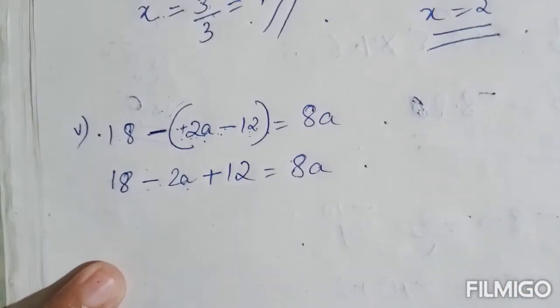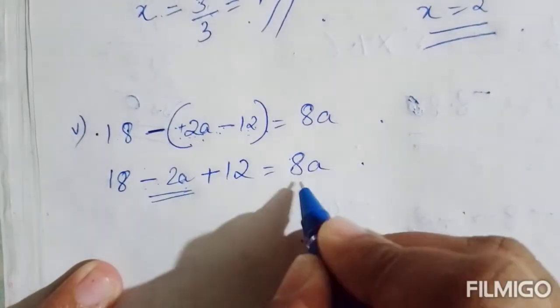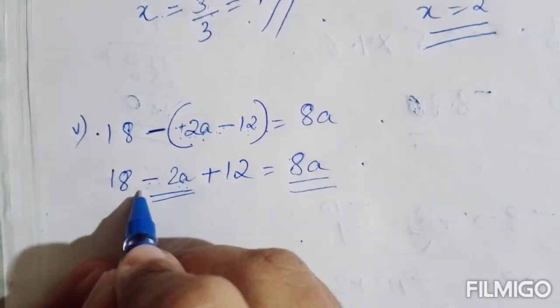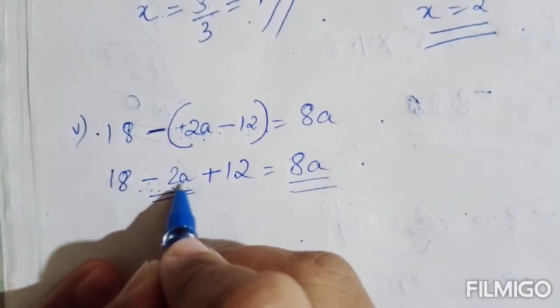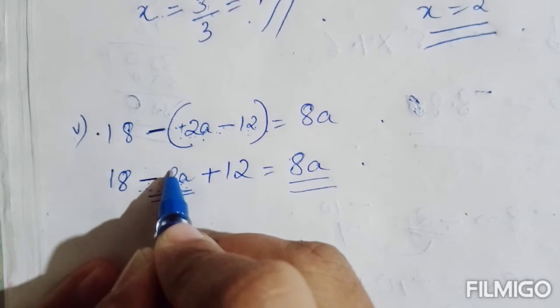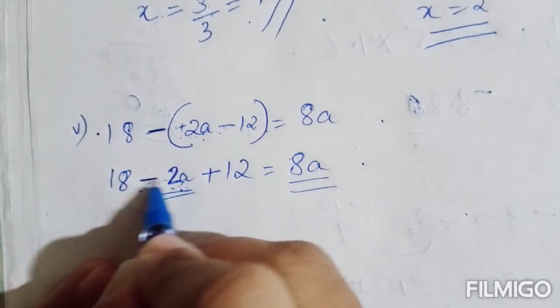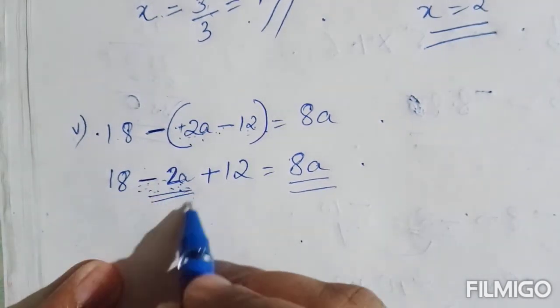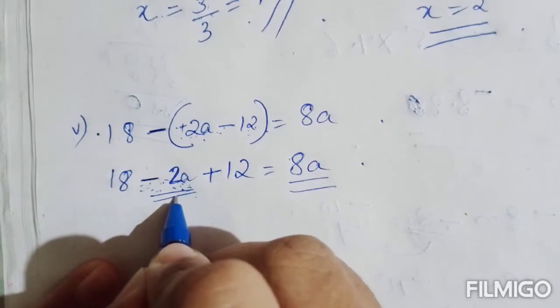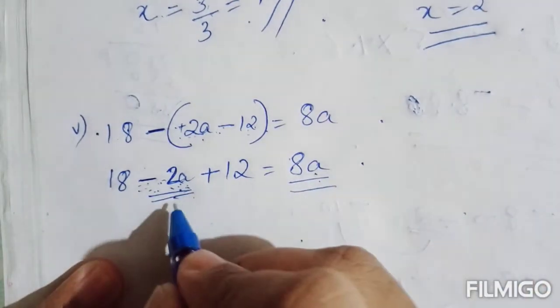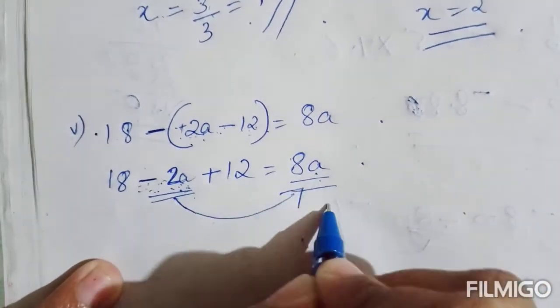Okay. Now we know that minus 2a and 8a. Listen, this term is actually minus 2a. The negative sign is coming before the term. So you have to take the term along with this negative sign. Negative 2a it is. So this negative 2a and 8a are like terms. So let us bring that to one side.